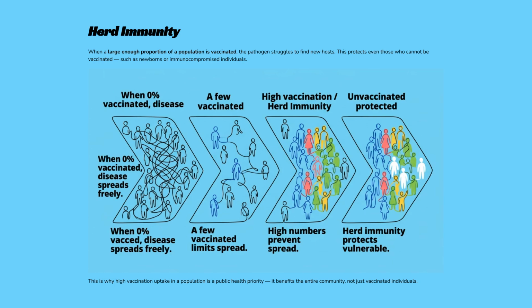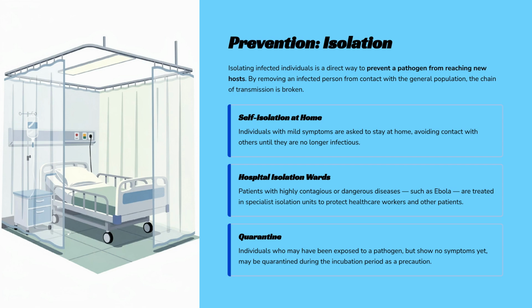This prepares your body to fight off the real disease rapidly. Vaccination also creates herd immunity. When a large enough proportion of the population is vaccinated, the pathogen struggles to find new hosts. This protects vulnerable people who cannot be vaccinated themselves, such as those with compromised immune systems.